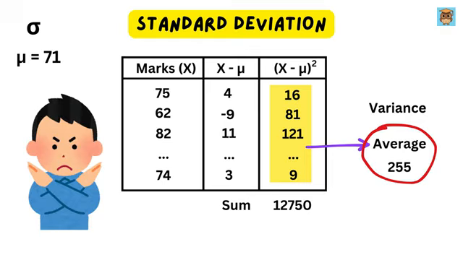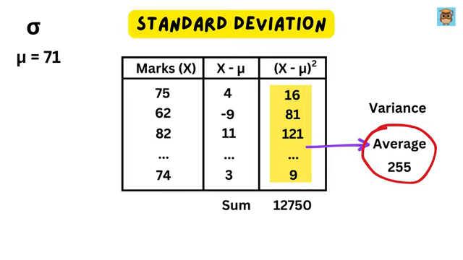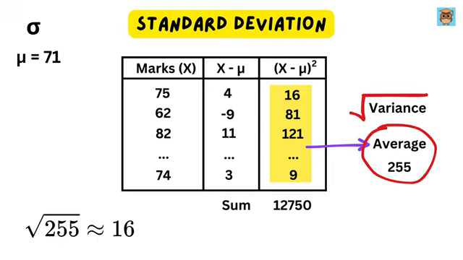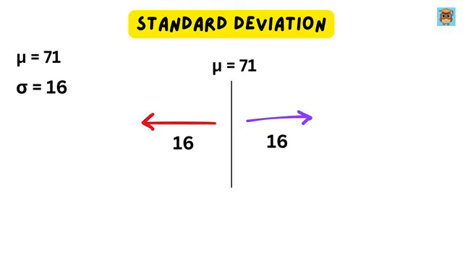Since the variance is based on squared numbers, it's not in the same unit as the original marks. To bring it back to the original scale, we take the square root of the variance. The square root of 255 is about 16. This final number is the standard deviation. In our example, the standard deviation is 16, which means that most students scored within 16 marks of the average.